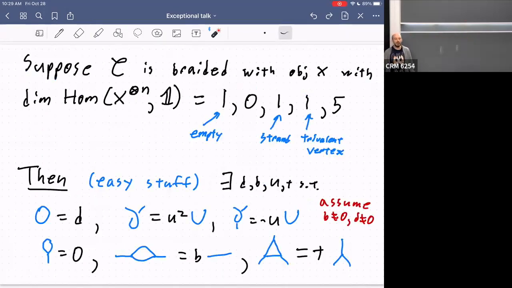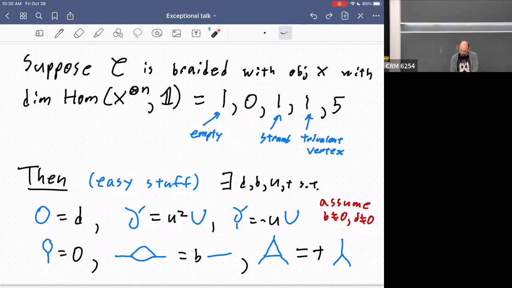I'm going to prove a theorem that says if I have a ribbon category with certain assumptions, all of these relations have to hold, and so I have no choice of what definition to make. That's what I've done at every step so far. So let's assume the invariant spaces, dimension of Homs from x to the n to 1, look like 1, 0, 1, that's the strand, 1, that's the trivalent vertex, and then 5, that's the g squared broke up as a sum of 5 terms.